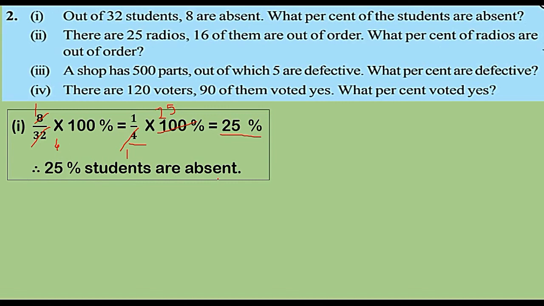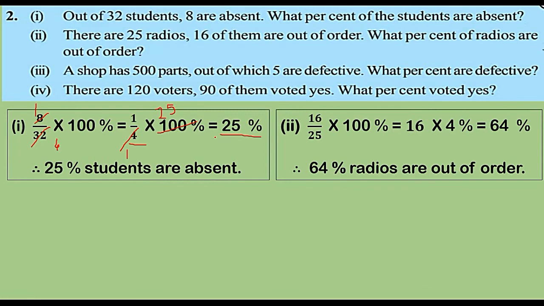Second part. There are 25 radios. 16 of them are out of order. What percent of radios are out of order? So 16 out of 25. So how many out of 100? Just multiply by 100 and get it. So multiplying by 100 will give you 25 ones are, 25 fours are. And 16 fours are is 64. So 64% radios are out of order.